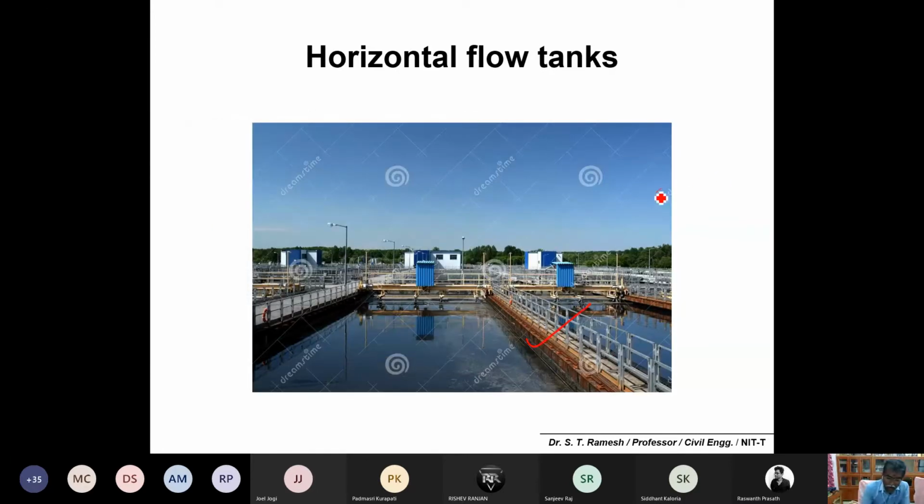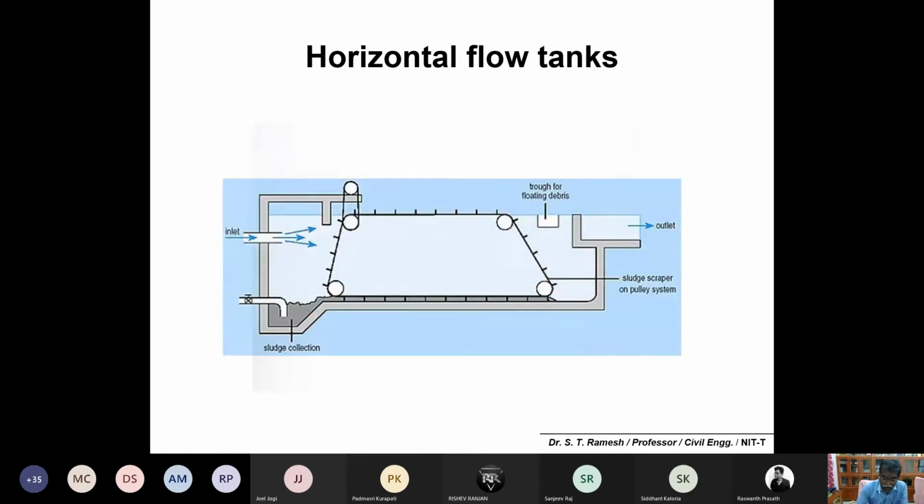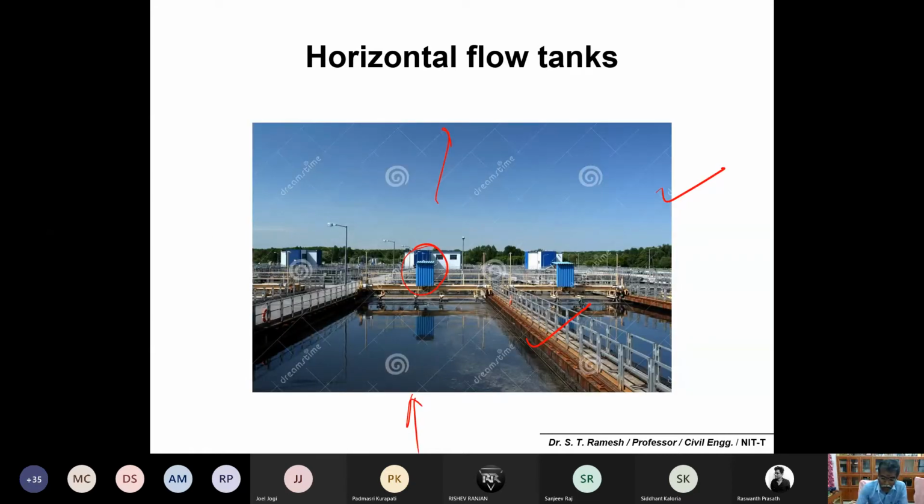So this is what an actual horizontal flow tank in a treatment plant looks like. It's a long, lengthy tank; on one side you have an inlet, on the other side an outlet, and what you see here are top devices. They will scrape out all the solids to a common point.